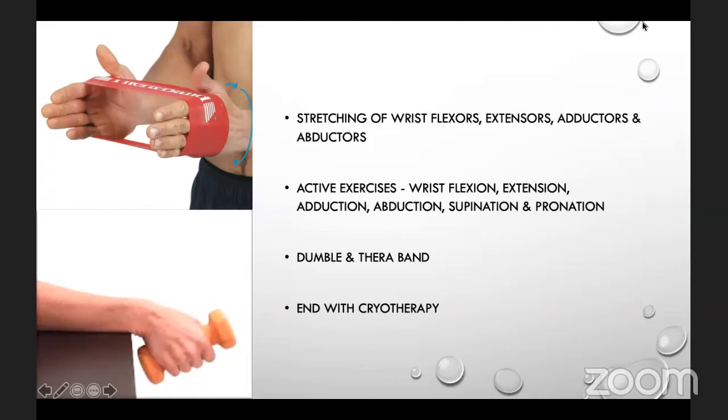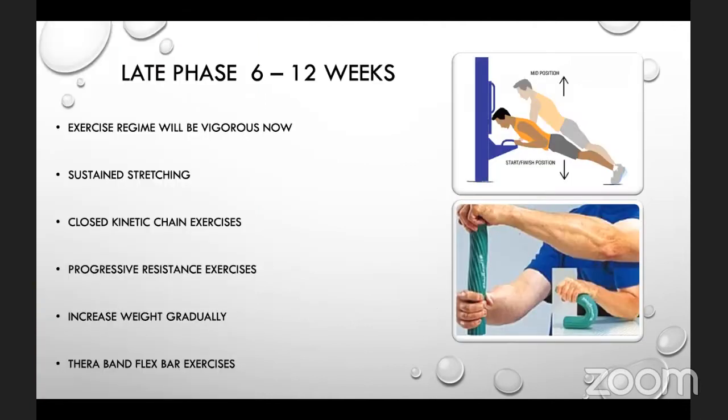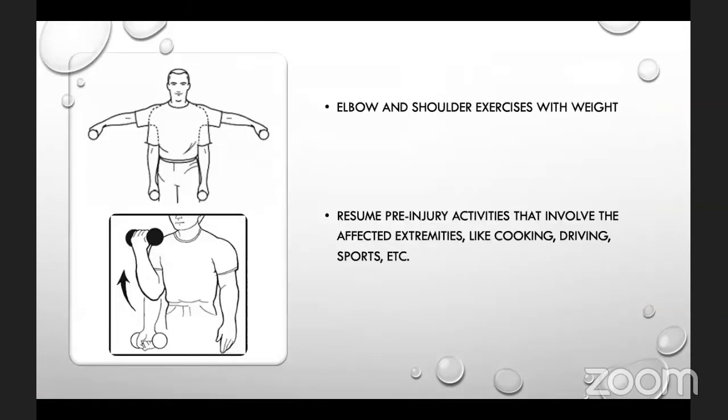Now the exercise regime was as you can see on the right side top in the screen. Then progressive resistance exercises. I increased the weight gradually, and TheraBand flex bar exercises I added, which you can see in the picture, right side bottom. Here I focused again on elbow and shoulder exercises and resumed pre-injury activities like cooking, driving, sports, etc.